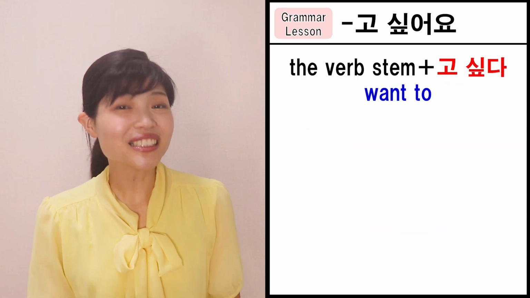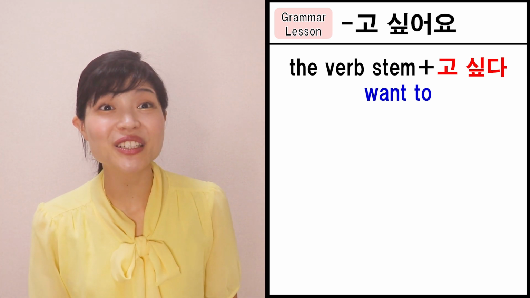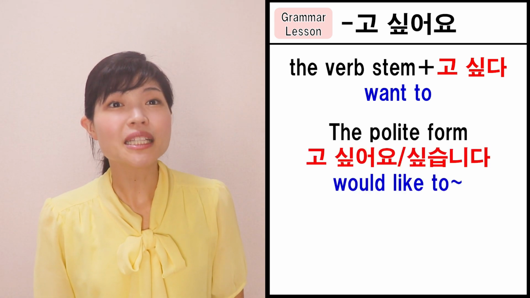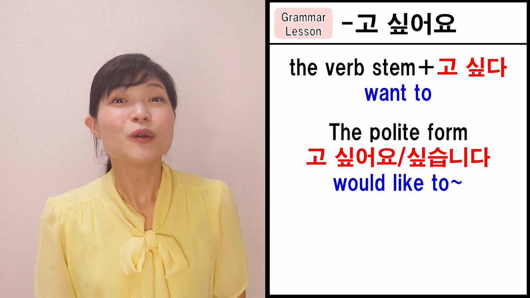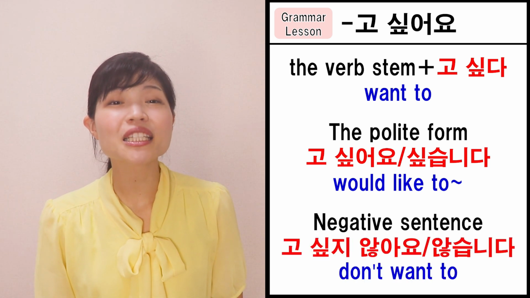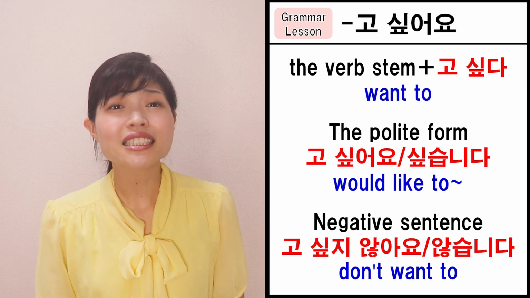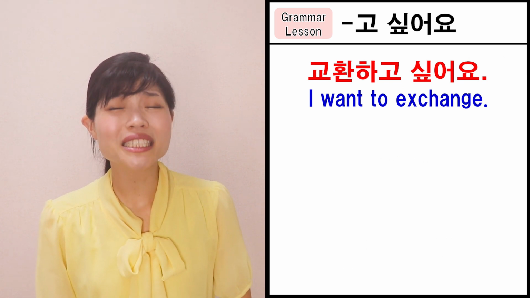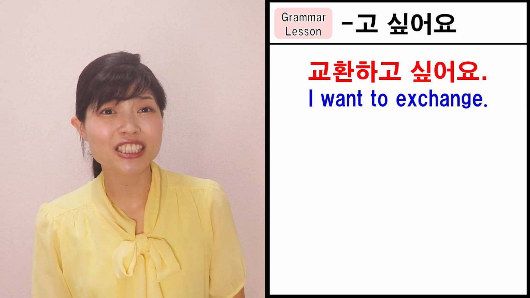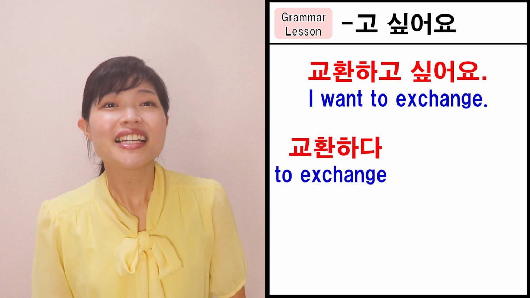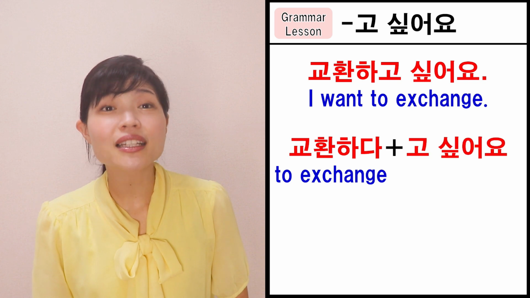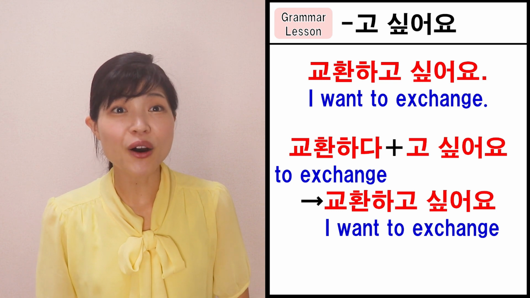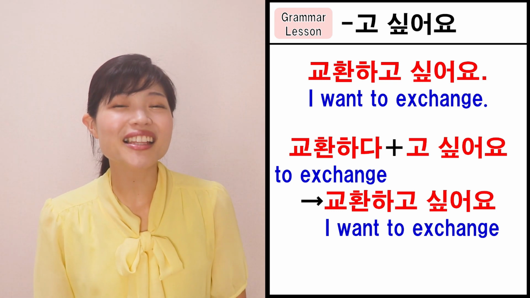고 싶다, want to, is easy because all you have to do is add 고 싶다 to the verb stem. The polite form is 고 싶어요, 싶습니다, would like to. Negative sentence becomes 고 싶지 않아요, 싶지 않습니다, don't want to. Let's look at some example sentences. 교환하고 싶어요. I want to exchange. 교환하다, to exchange, is the dictionary form, and you add 고 싶어요 to the stem to make 교환하고 싶어요. I want to exchange.